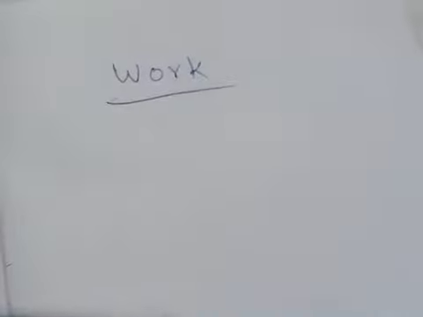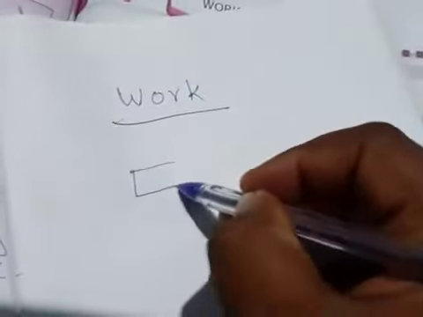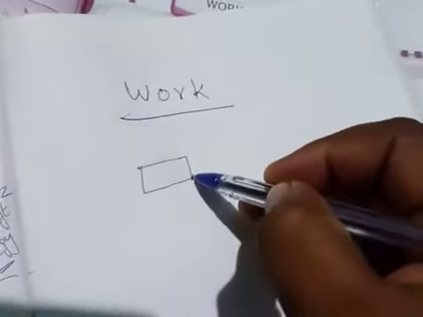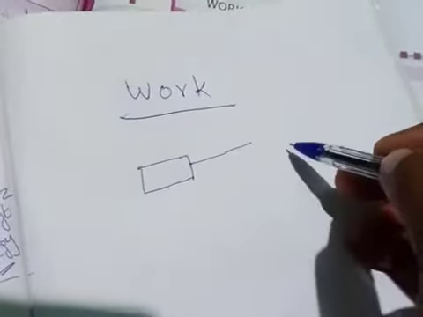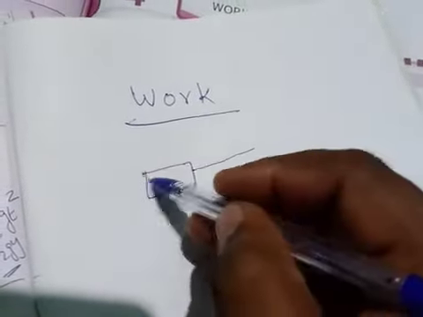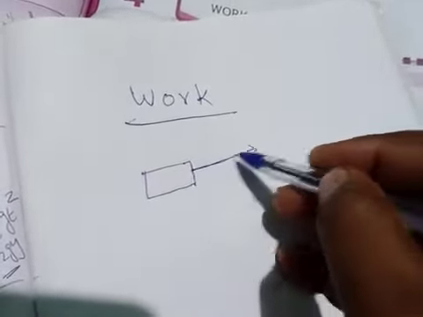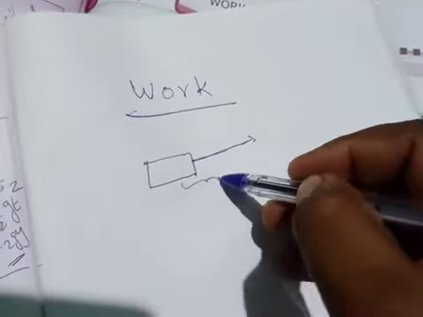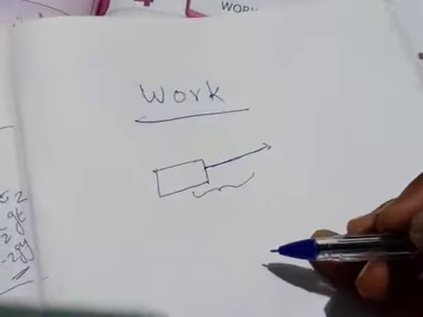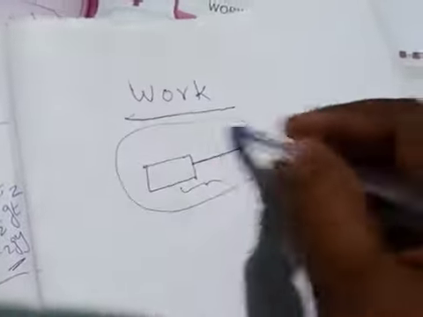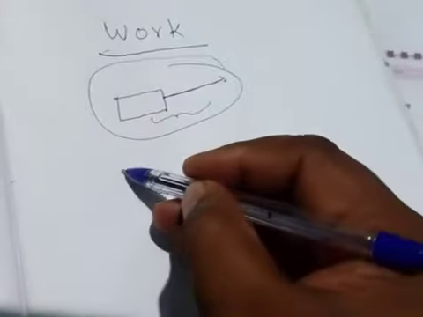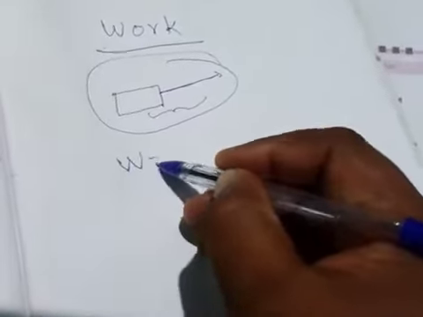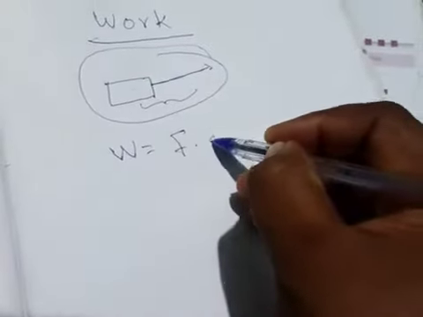First quantity, work. Assume that one object is there. You apply a force, and in the same direction this object is displaced. So we can tell that some work is done on this object. We use the equation W is equal to F dot dr.